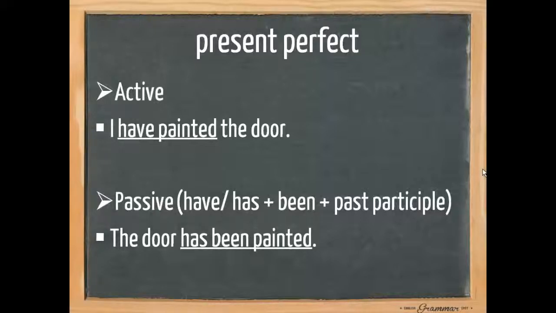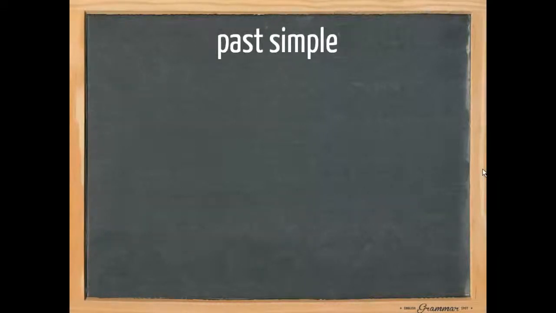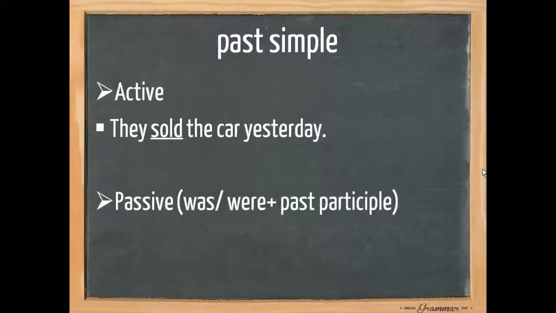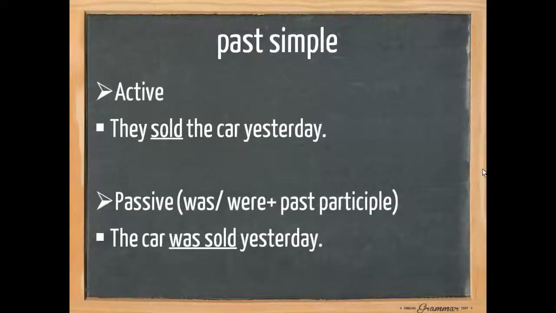So pay attention that in the active form it was I have, but since in the passive form the door has become third person singular, we need to use has. The past tenses. First, the past simple. Active. They sold the car yesterday. Remember, just as in the present simple, we need to use a form of to be, so was or were, and the past participle. The car was sold yesterday.